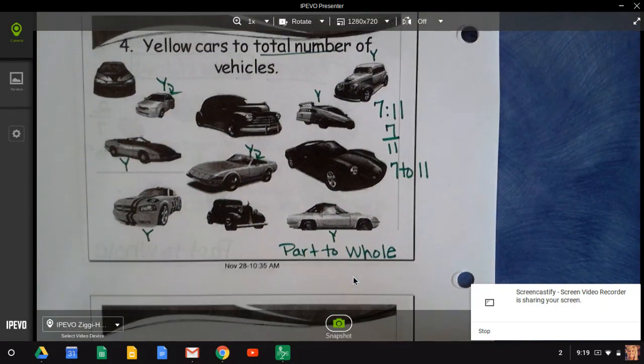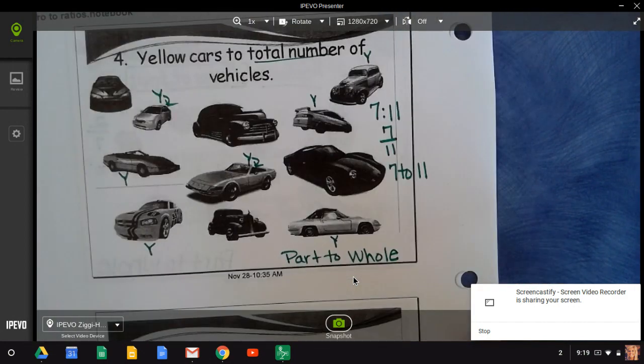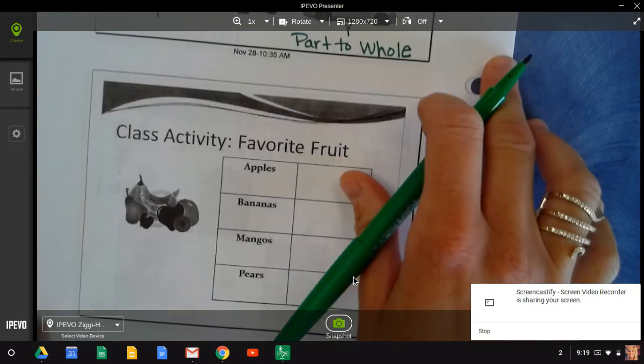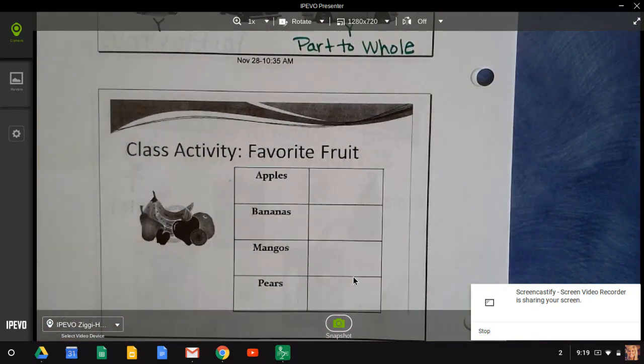Okay, so today your goal was to be able to write a ratio, understand ratios, be able to tell me what a ratio is, and be able to tell me whether it's part to part or part to whole. So after today, I hope that you're able to do that, because tomorrow when we come into class, we're going to do this class activity and we're going to do some stations to practice what you learned tonight.